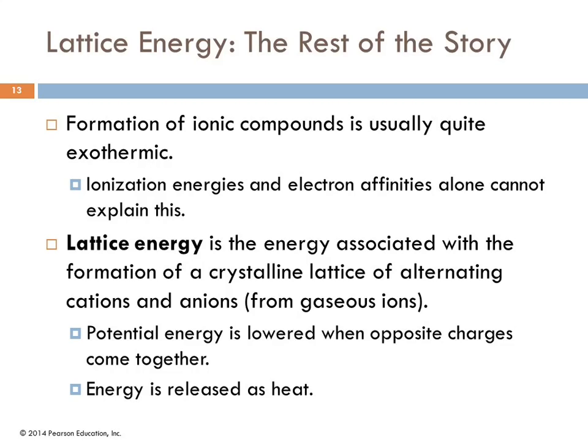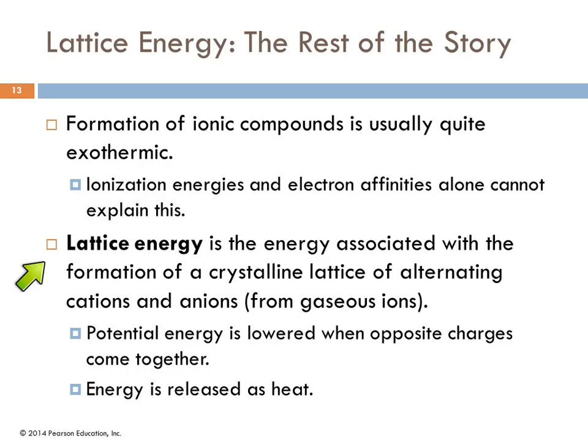So there's a piece missing, and the piece that's missing, which I think someone was asking about yesterday, is lattice energy. So ionization energies and electron affinities cannot explain why ionic compounds form and why this is usually quite exothermic, sometimes violently so. It gives off a great deal of energy. And it has to do with the lattice energy.